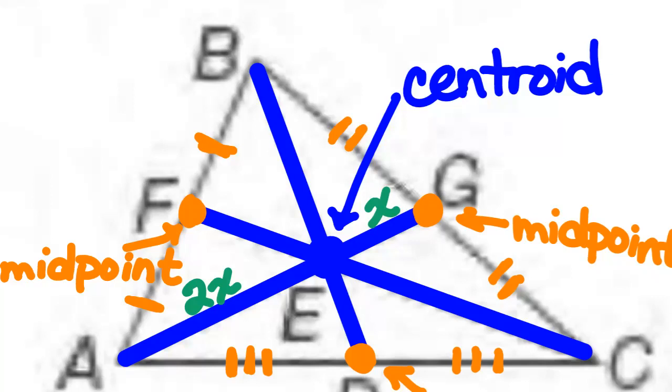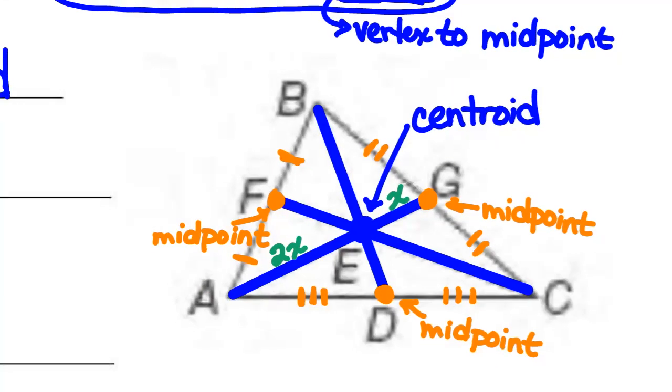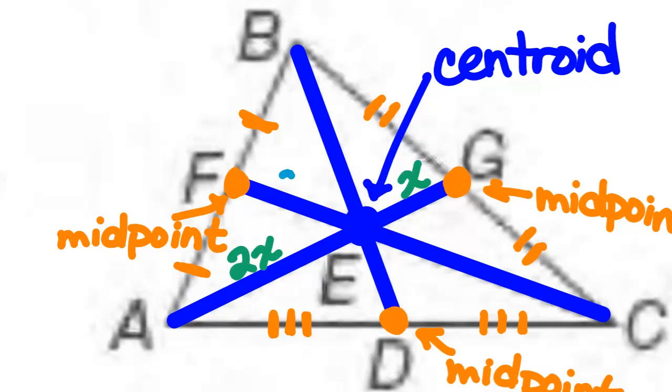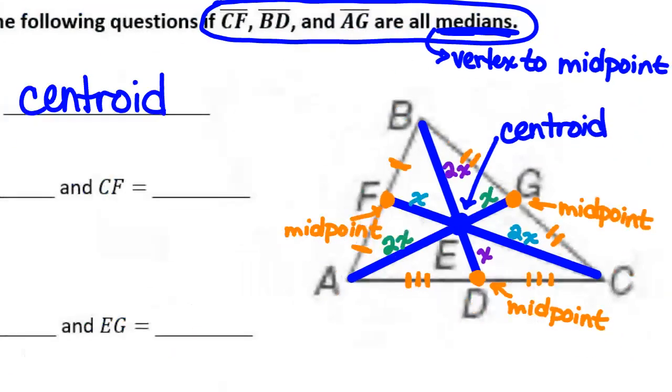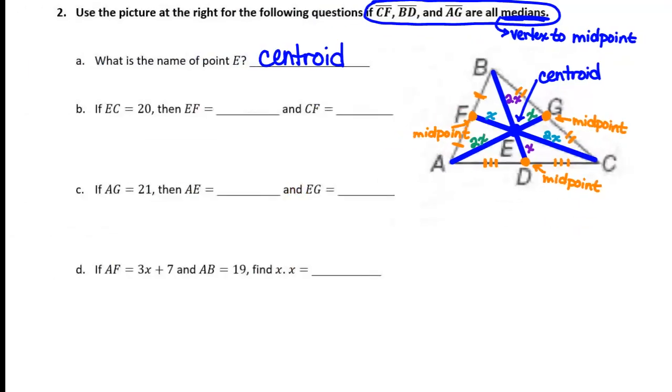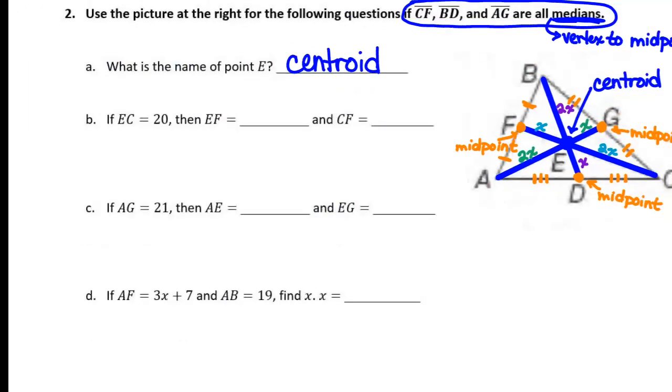So from the centroid to the midpoint, I'm going to call X. The other side of it, from the centroid to the vertex, is twice as big, so I'm going to call it 2X. I'm going to do that for every single one of these medians. I have an X and I have a 2X. The X is the part that goes down to the midpoint. The 2X part is the one that goes up to the corner of the triangle, the vertex of the triangle. All right.